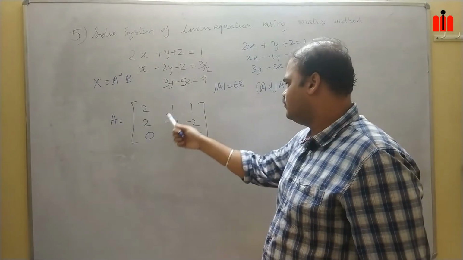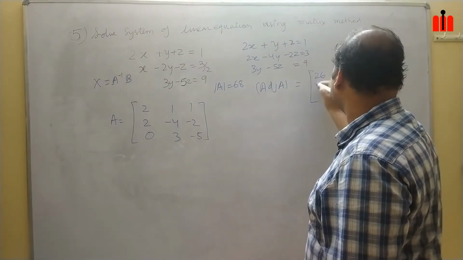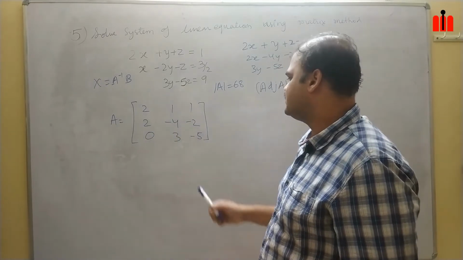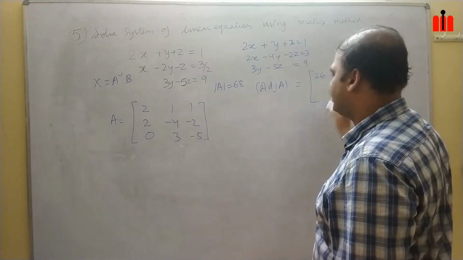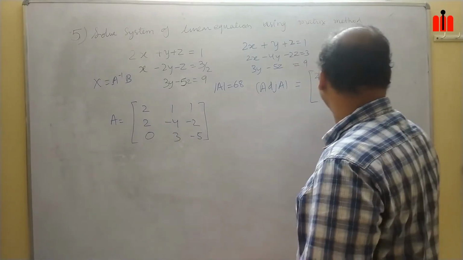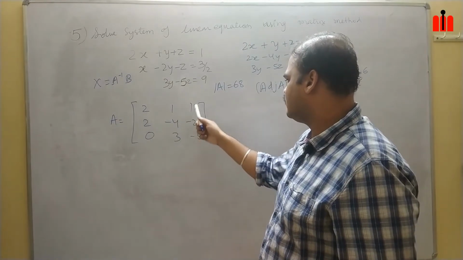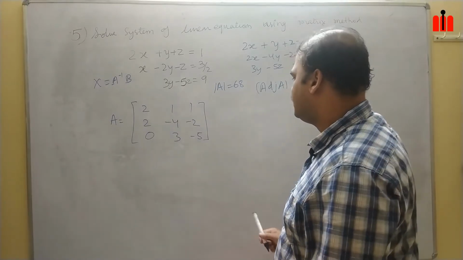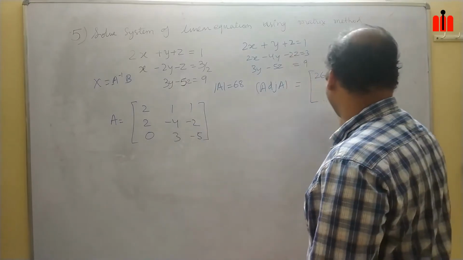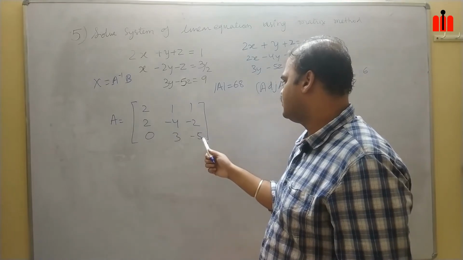What is the cofactor of 2? It is 20 plus 6, 26. Cofactor of 1 is minus of minus 10, so 10. Cofactor of 1 is 6. After that, cofactor of 2. Cofactor of 1 is 6. Cofactor of 2 is minus 5, minus 3, minus 8. It will become plus 8. Cofactor of minus 4.